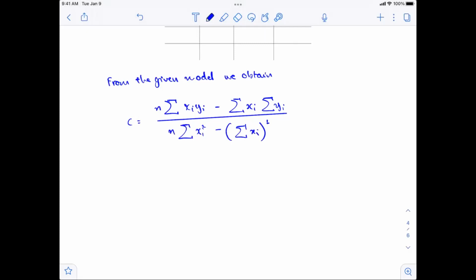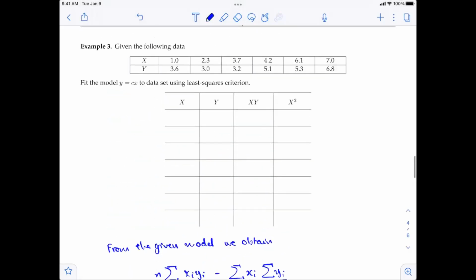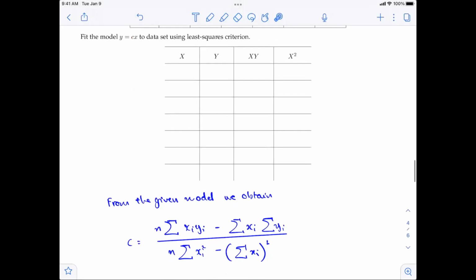Okay, because we only have the slope in the proposed model, just c times x, there's no y-intercept, so we don't care about the value of b. So to obtain the value of c, we need to do all of this calculation. We need the sum of x sub i, the sum of x sub i y sub i, the sum of y, and the sum of x sub i squared.